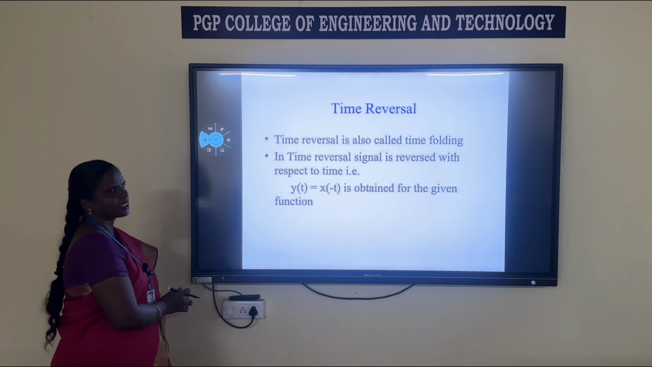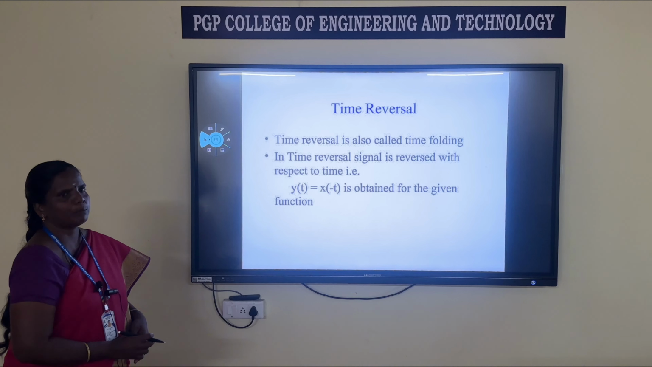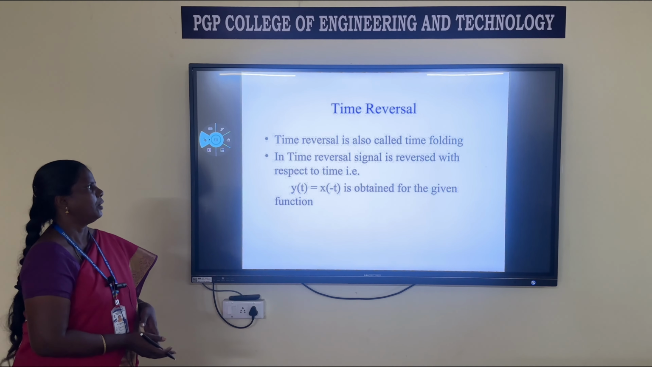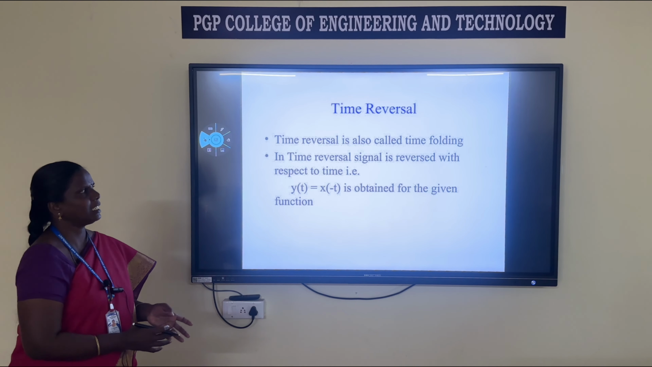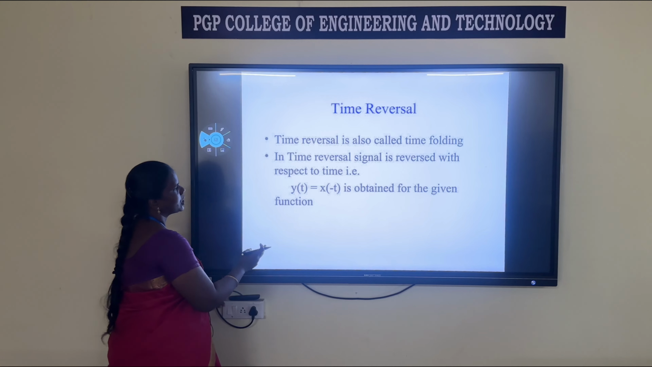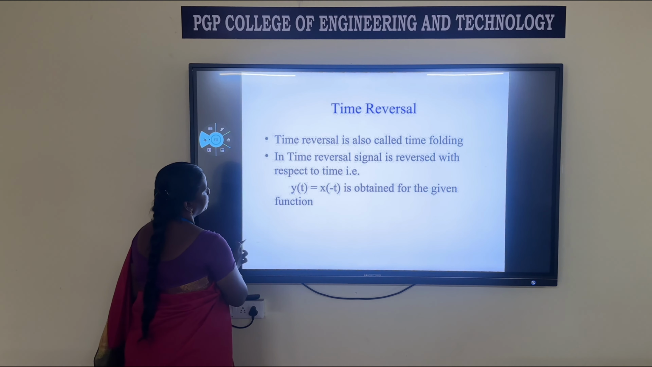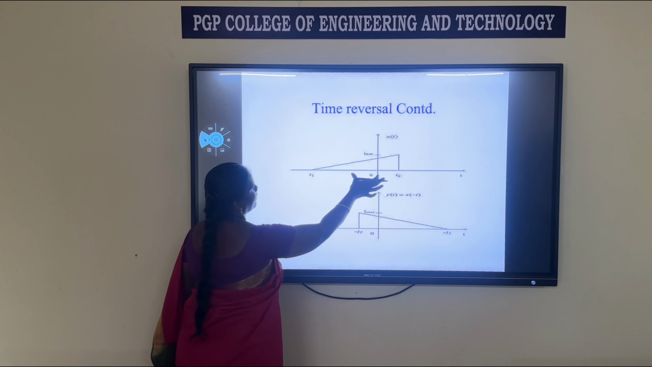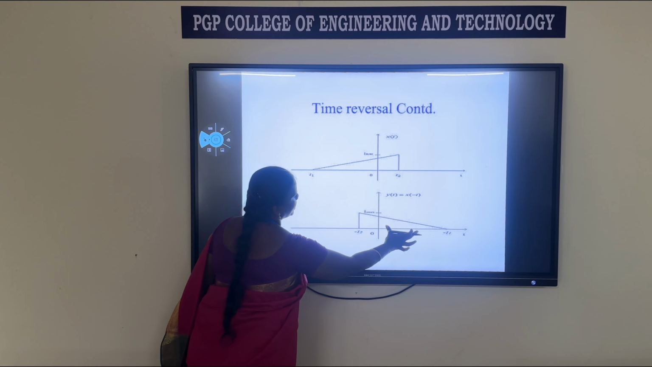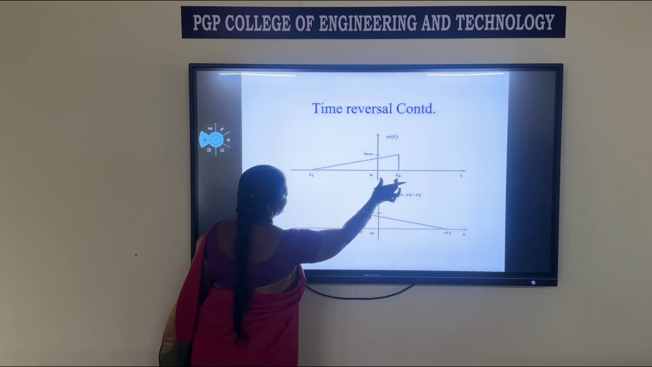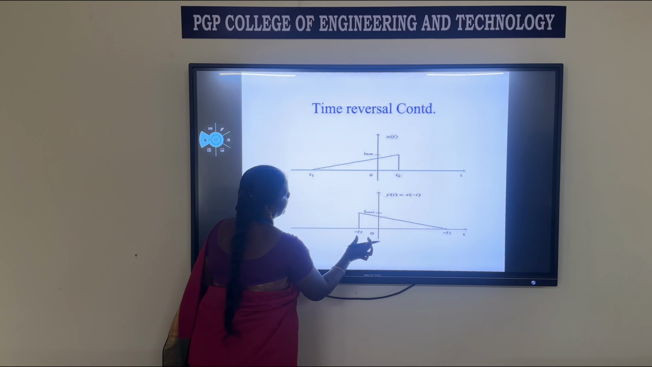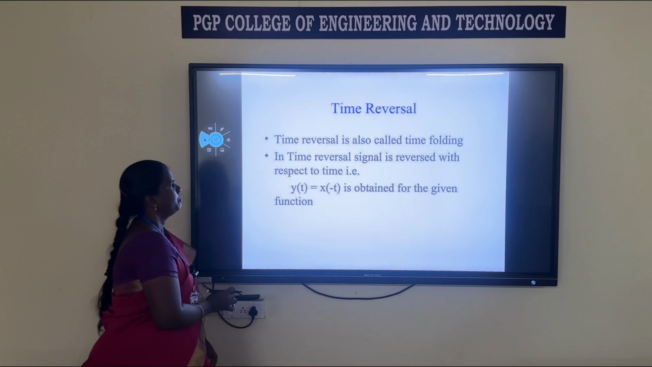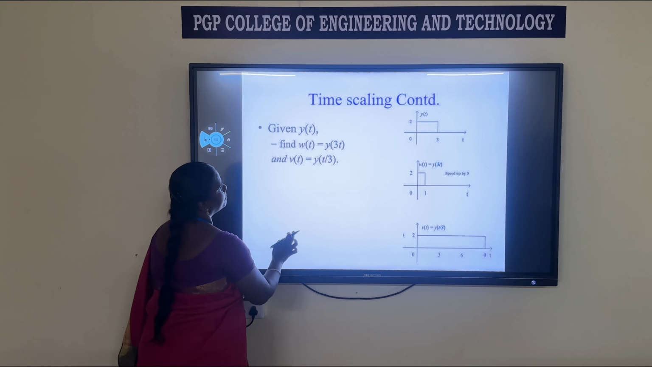So time reversal. Time reversal is nothing but time folding, that is a mirror image. So y of t is equal to x of minus t. This is one of the examples. Whatever the signal is available on the positive side will be replicated on the negative side. Whatever the signal is available on the positive side comes into the negative side.